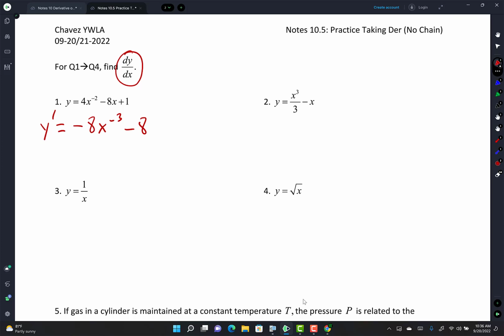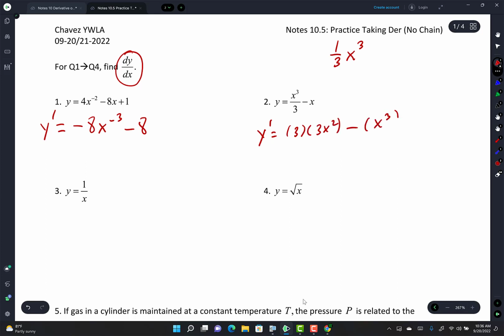Look at number 2. Do I have to use quotient rule for x cubed over 3? You could, but do I have to? No, guys, this is the same as 1/3 x cubed. Look, don't write this down, just listen. If you wanted to do quotient rule, you can. Bottom, 3, times the derivative of the top, 3x squared, minus top, x cubed, times the derivative of the bottom, 0, over 3 squared. Yeah, you could do that, but look how much work that is.